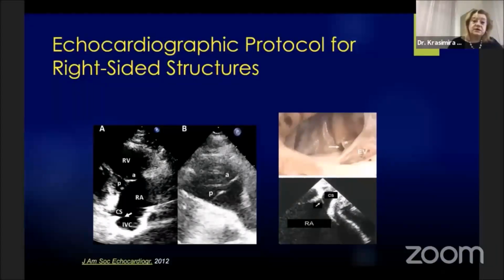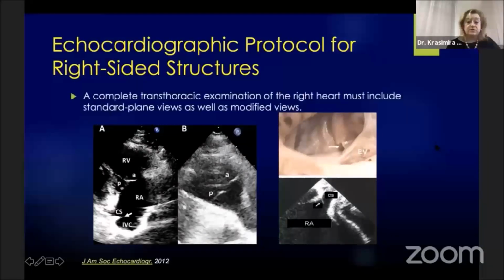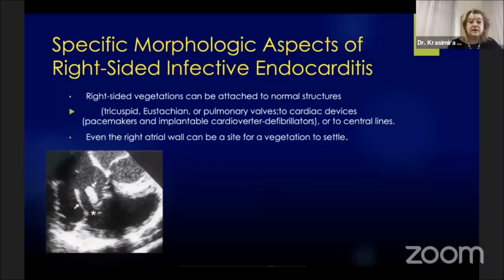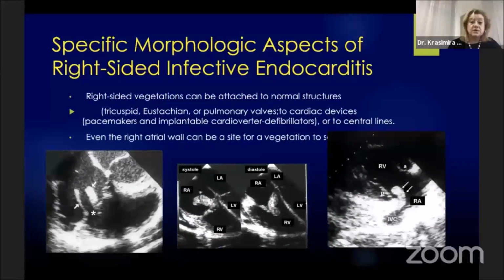Echocardiography protocol for the right-sided structures. It is unusual that we find some nonspecific mass on the right atrium or the right ventricle. The specific morphologic aspect of right-sided endocarditis is that it is located on the tricuspid valve, Eustachian valve, or pulmonary valve, and also on cardiac devices, and even the right atrial wall can be a site of vegetation.